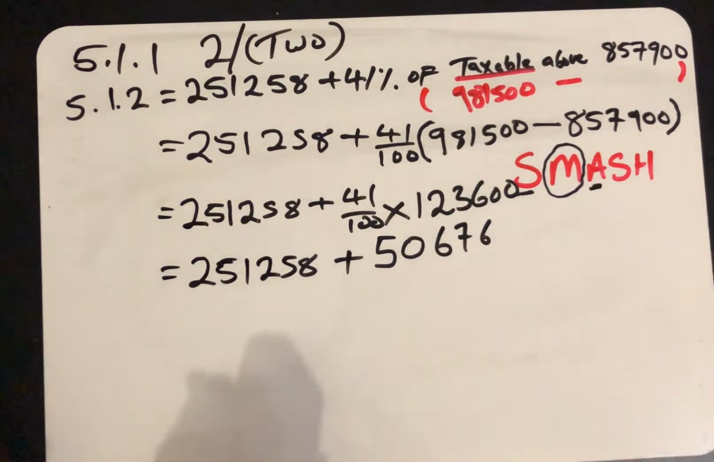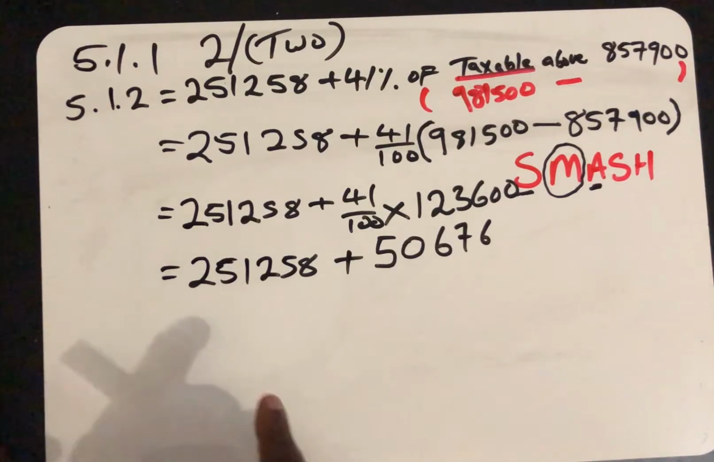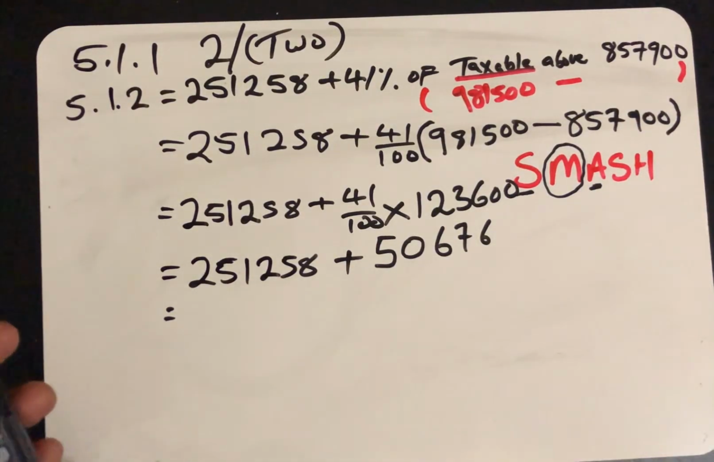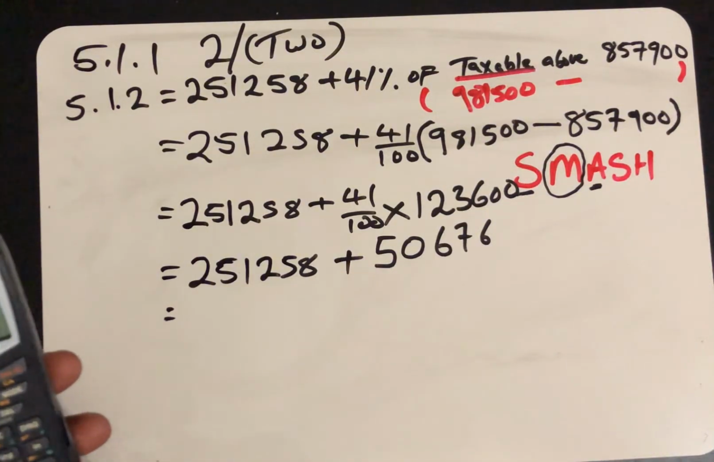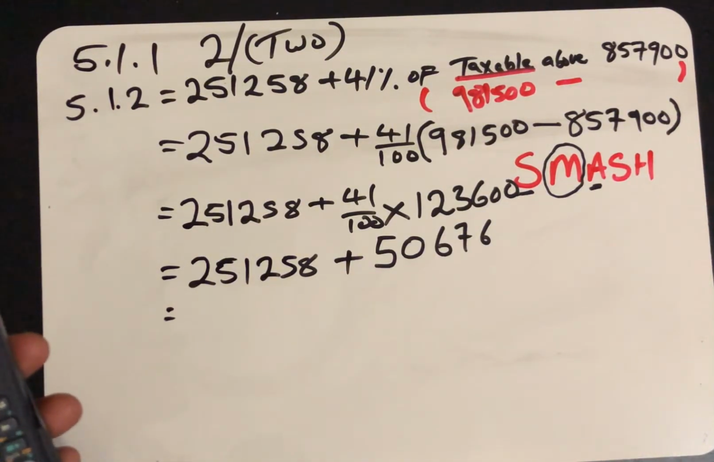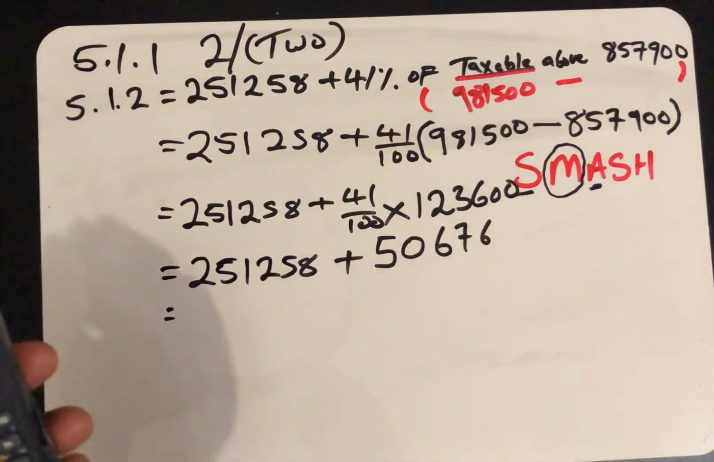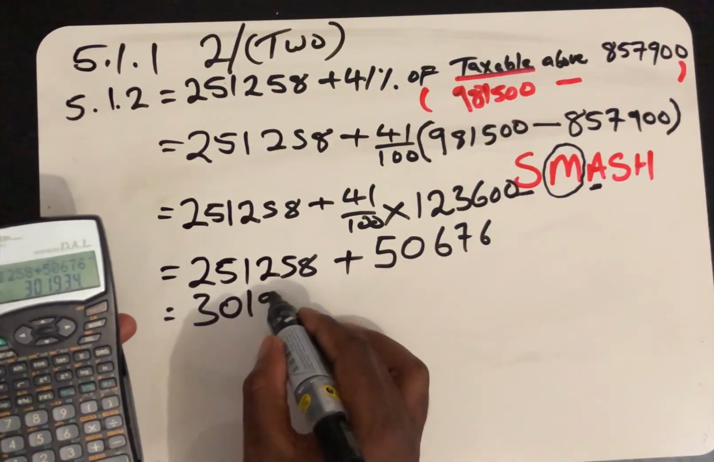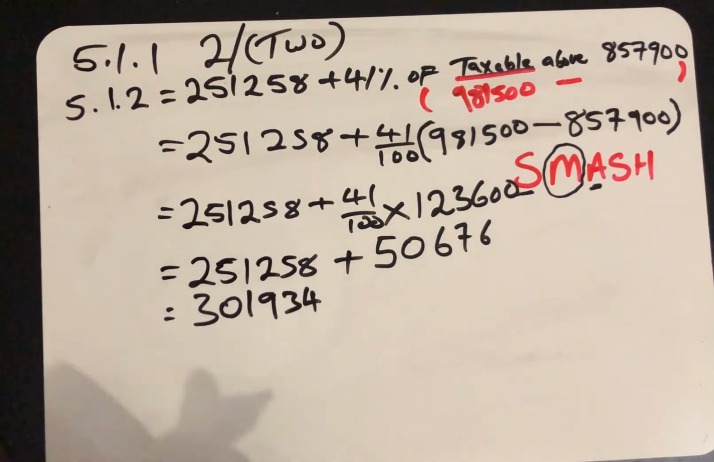Then we move to the next word. What is our next word here? It is A. A stands for what? Addition. Obviously, we can tell that the last step here is addition. We're just going to add the two amounts, which is 251,258 rands plus 50,676. And then the total amount that we found is 301,934 rands. So this person is supposed to be paying this amount for tax.